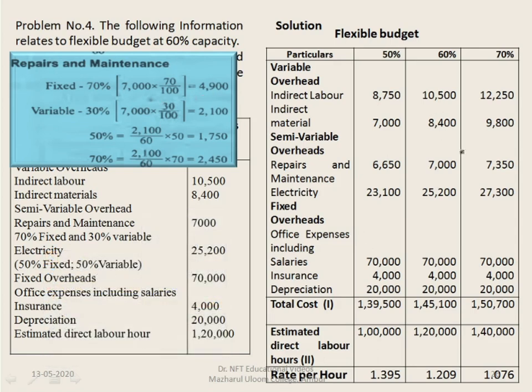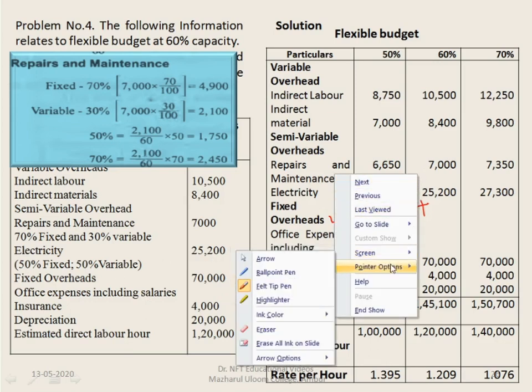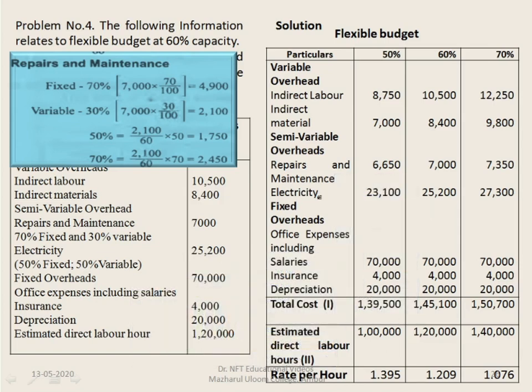Now along with this, for 50% capacity, fixed cost is 4,900 plus variable cost of 1,750.